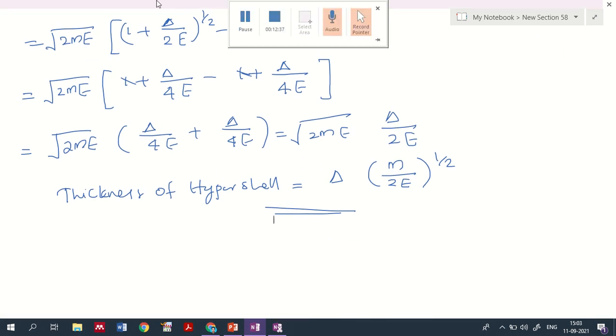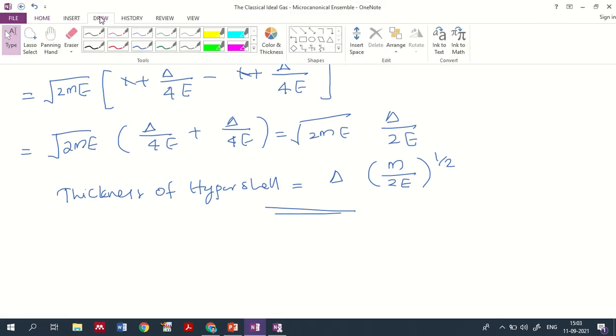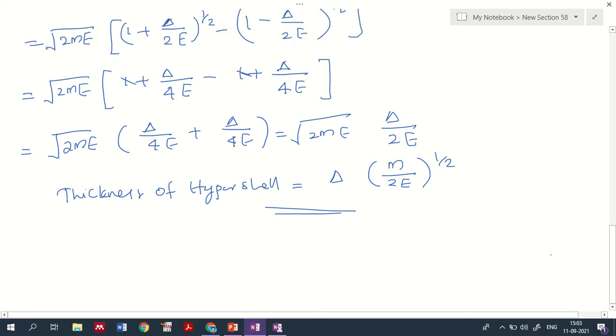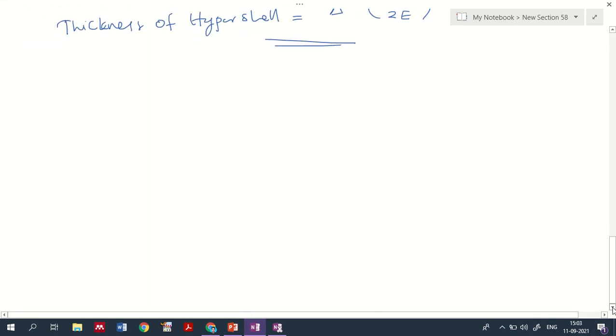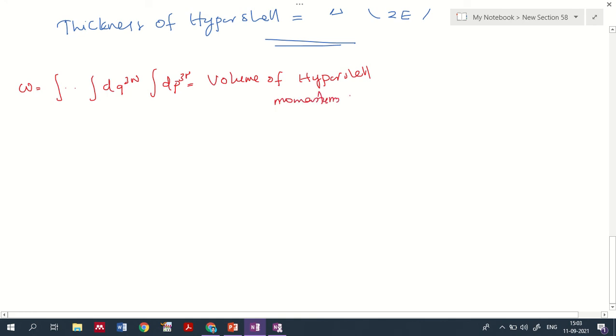Now let me find out the volume of the hypershell. Here we are considering basically omega, that is dq raised to 3n dp raised to 3n. So that is actually the volume of what? Volume of the hypershell, or rather we can say the volume of the momentum space. Okay, volume of the hypershell or momentum space.